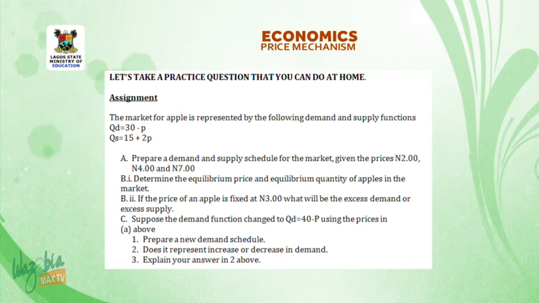If the price of apple is fixed at 3 naira, what will be the excess demand or excess supply? C. Suppose the demand function changes to QD = 40 minus P. Using the prices above, prepare the new demand schedule. Does it represent an increase or decrease? Explain your answer.